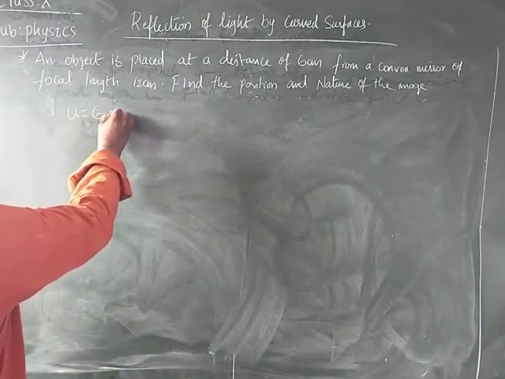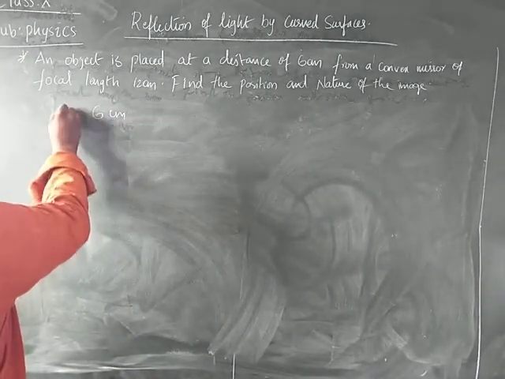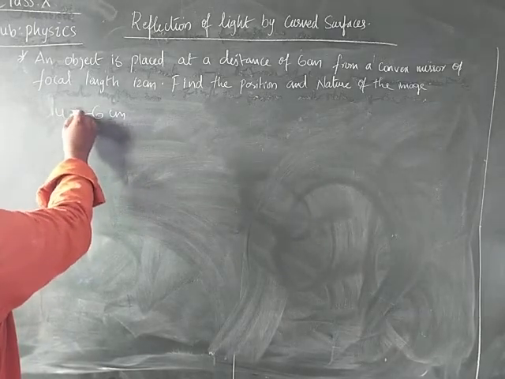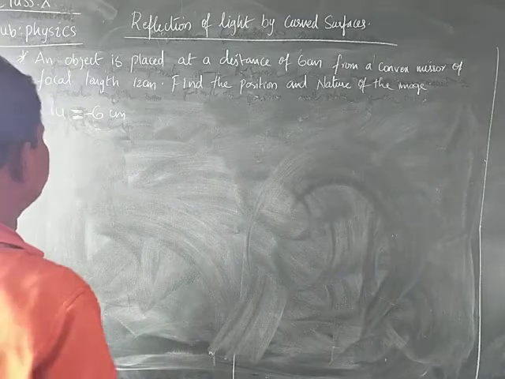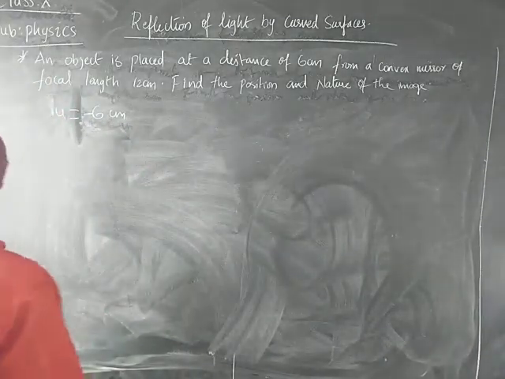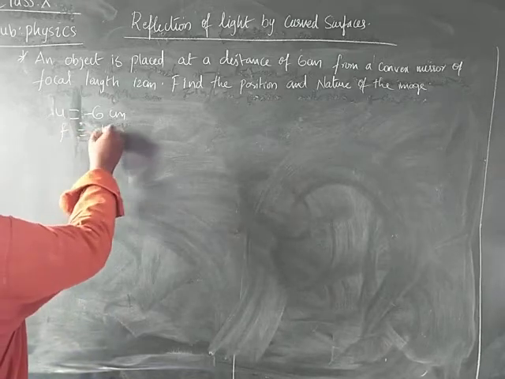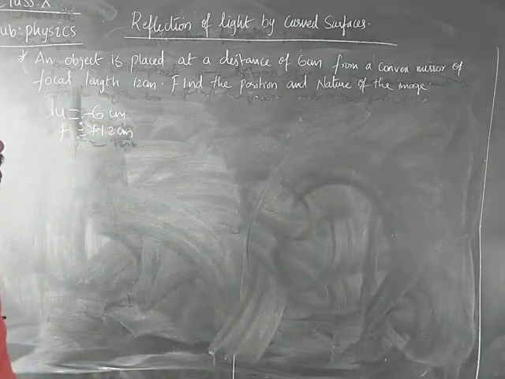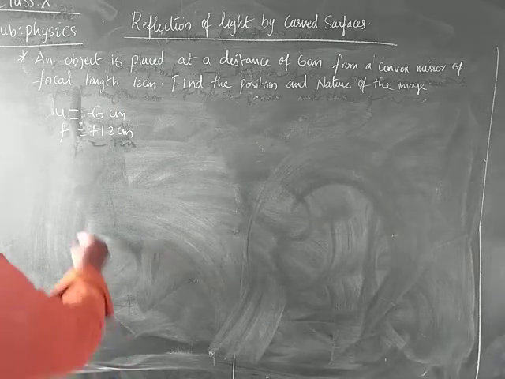u is equal to 6 centimeter. Okay. Is it plus u or minus u? Convex. Minus. Your sign convention is always compulsory, so it is minus. The object distance is minus. Focal length is 12 centimeter. Plus or minus? Plus. Okay, children. Next, to find the position and nature of the image.